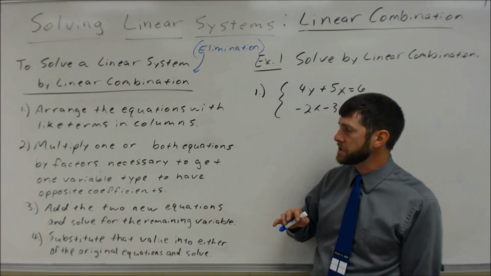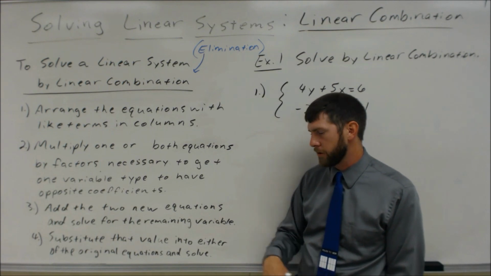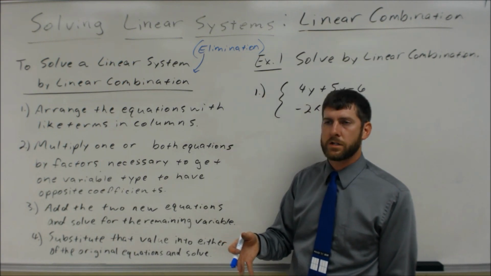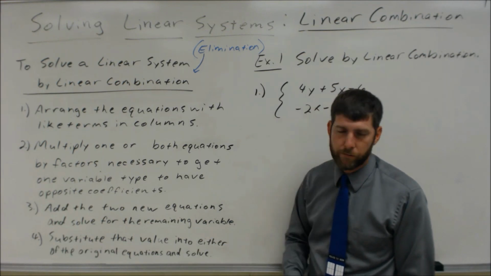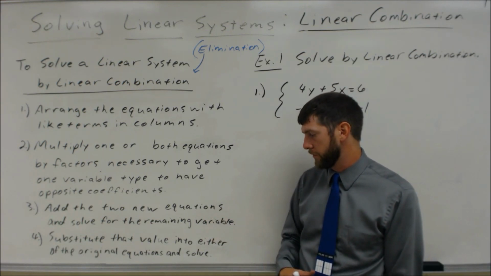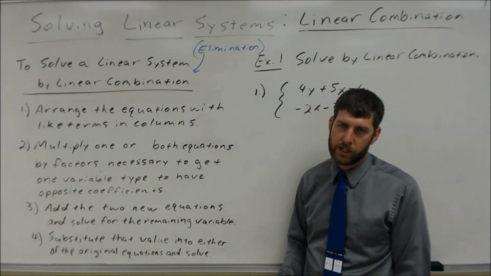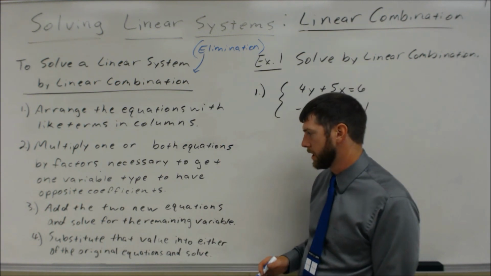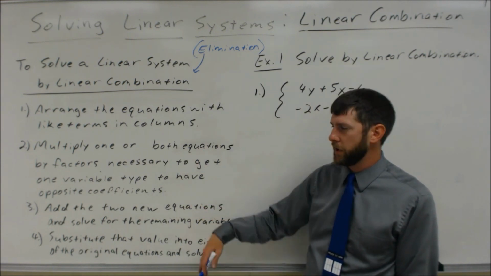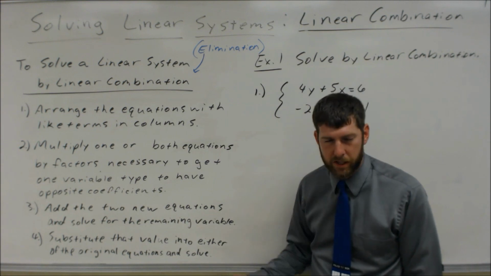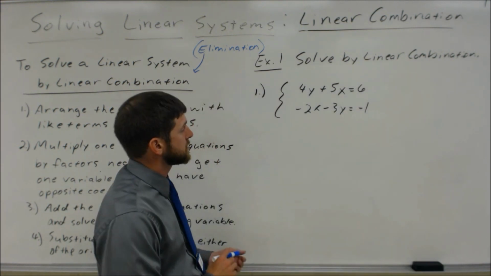Once we've got the opposite coefficients, we're going to add those two new equations together. Those opposite coefficients, since they're opposite numbers, should cancel out. And we're going to solve for the remaining variable. Once I've got a number for that variable, I just plug it back into either of my original equations and solve. It's very wordy and seems really complex, but it's really not that bad. We'll take you through a few examples to see that.